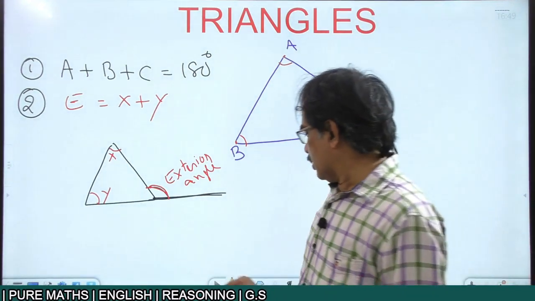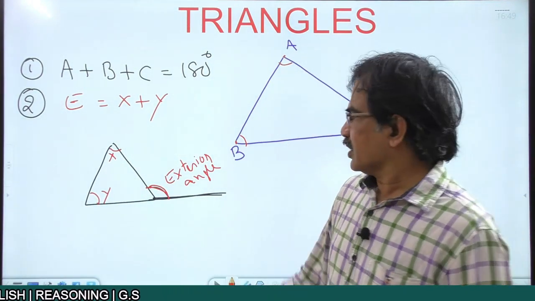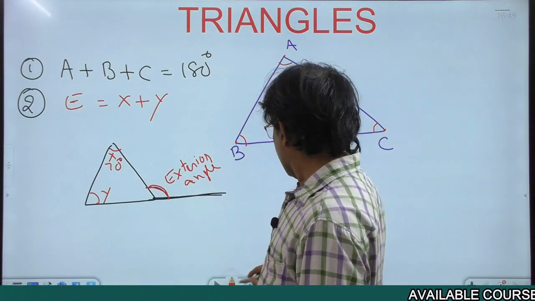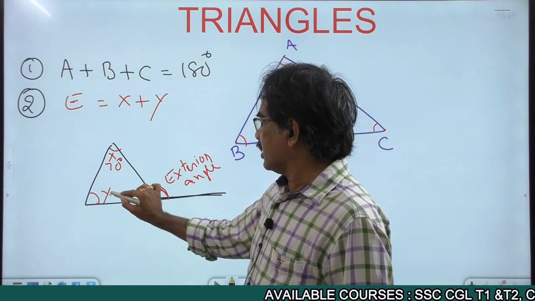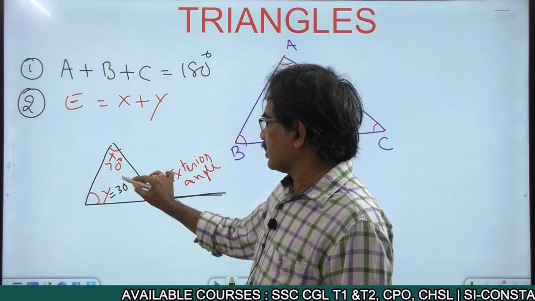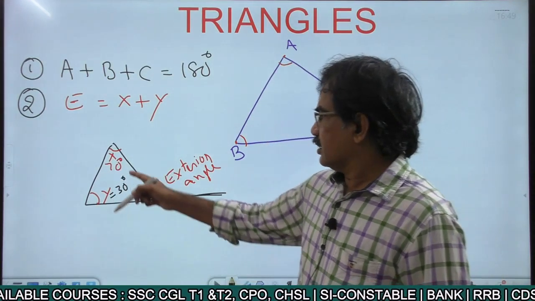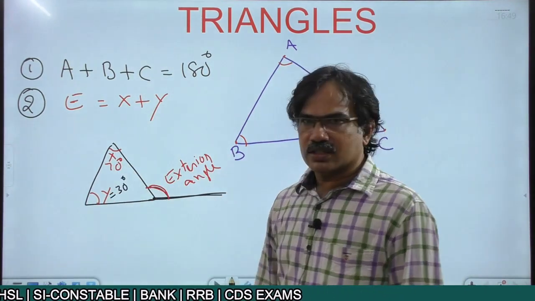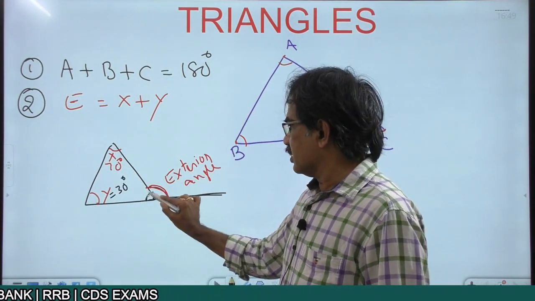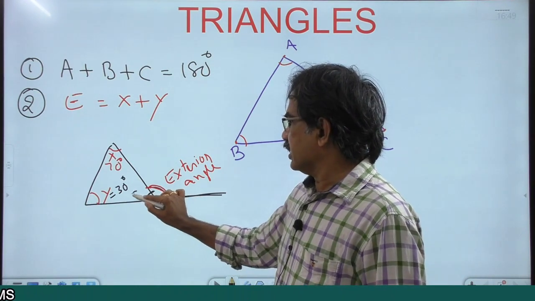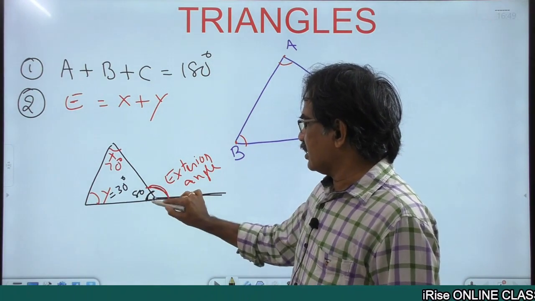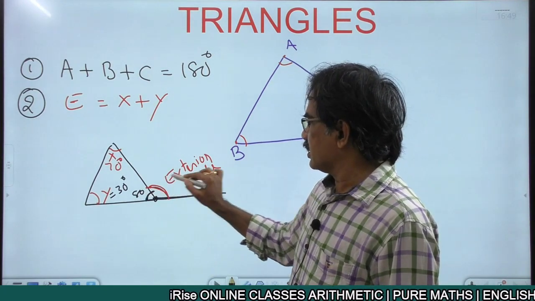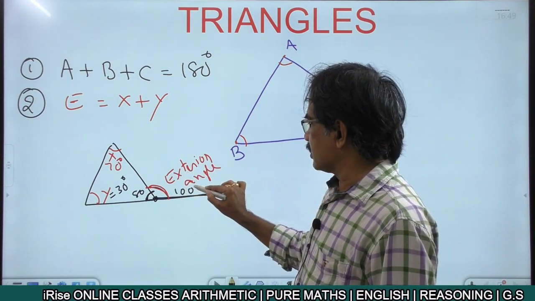Actually, it's a very simple concept. For example, if this is 70 degrees, and let this be 30 degrees, because the sum of interior angles is equal to 180, 70 plus 30 is equal to 100, therefore the third angle, this angle, is equal to 80 degrees. And at this point the total angle is 180, therefore this angle is 100 degrees.